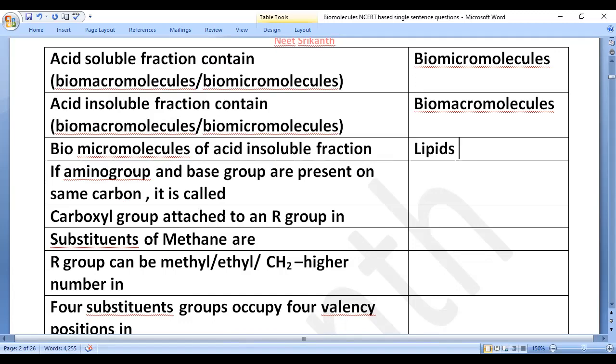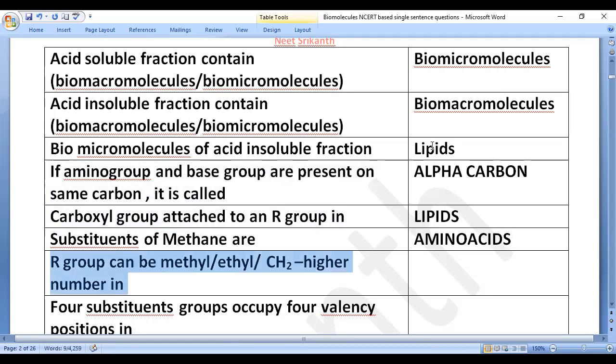If the amino group and carboxyl group are present on the same carbon, it is called the alpha carbon. A carboxyl group attached to an R group is found in lipids. Substituents of methane are amino acids. The R group can be methyl, ethyl or CH2 with a higher number in lipids. Four substituent groups occupy the four valency positions in amino acids.